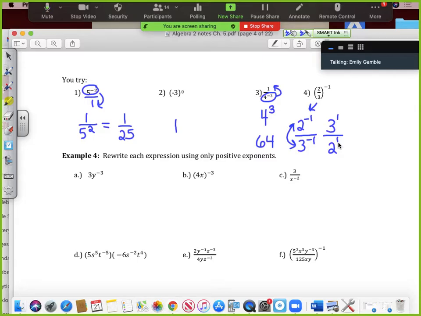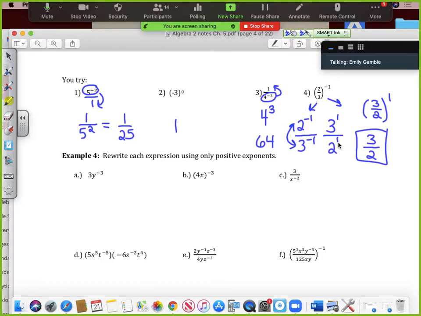The second way to solve this problem is from the very beginning. This says 2/3 all to the negative 1. If you understand the idea of negative exponents, they actually flip things upside down. So this is the same thing as 3 over 2 to the positive 1. Which is just 3 over 2. So the final answer could look like this. You could just leave it like this, 3 over 2, because we don't necessarily need the exponents anymore.